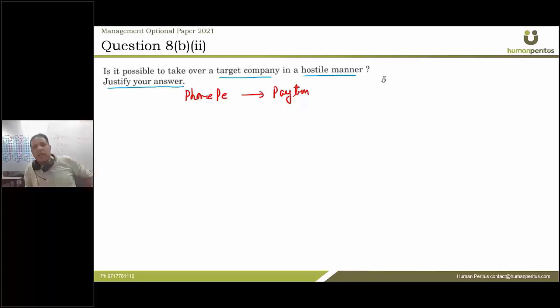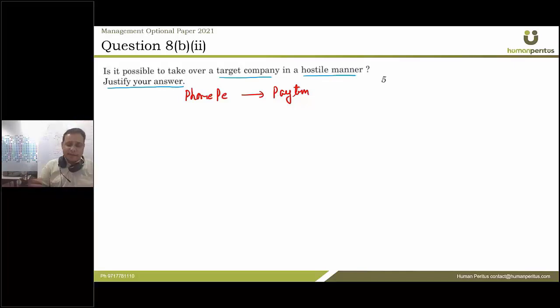PhonePe wants to acquire Paytm. So how can it be done in a hostile manner? Let us understand its steps, and that is how we will substantiate that, yes, it can be done in a hostile manner. Although it is difficult, yes, it can be done. So let us understand the process of acquiring.